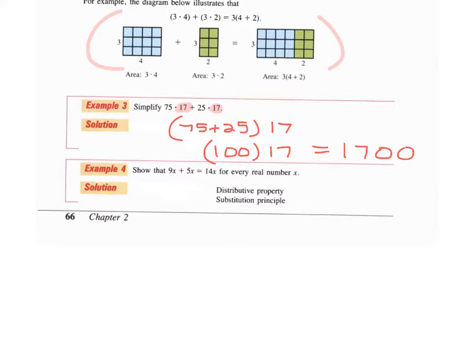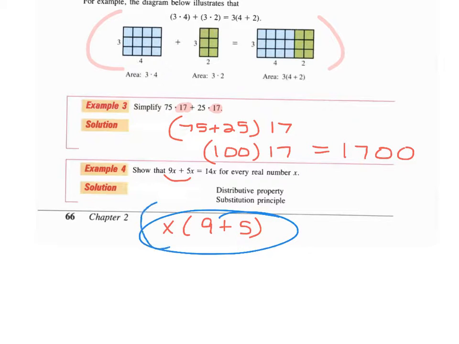And then again on example 4, we can see here that we could pull out an x. So we could show that x is going to get distributed to both the 5 and the 9. So this is just showing you how you could break it apart. Generally, the questions are going to be given to you like this, and you'll turn them into that.